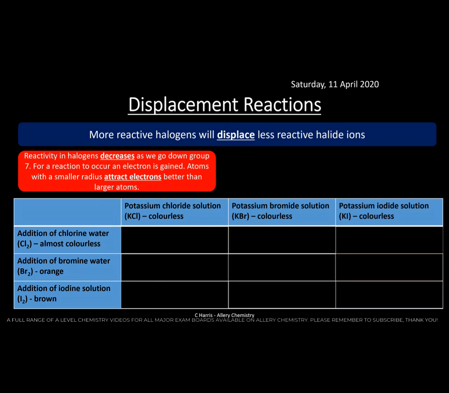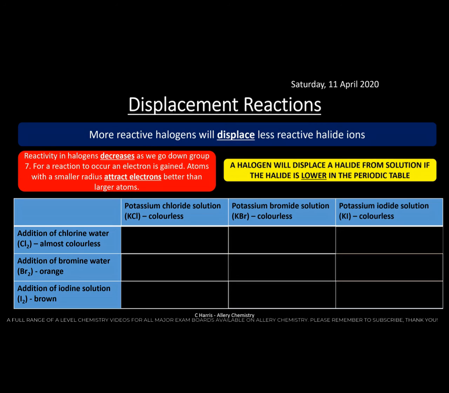So for a reaction to occur, an electron is gained. Remember, any reaction in chemistry is to do with electrons being moved or exchanged or gained or lost. Okay, so atoms with a smaller radius will attract electrons better than a larger radius, because there's less shielding in smaller atoms. So the more reactive ones are at the top of group 7. That's your fluorines and chlorines. The least reactive ones are things like iodine and bromine, the ones towards the bottom. So a halogen will displace a halide from solution if the halide is lower in the periodic table.